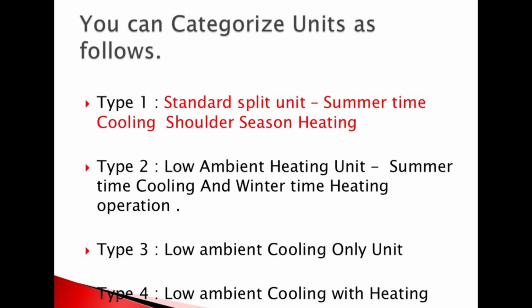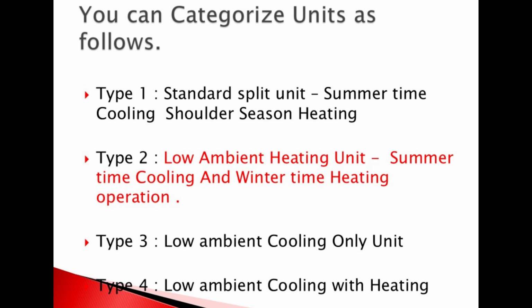Type 1. Standard split unit, summertime cooling and shoulder season heating. In this situation, you don't need low ambient cooling or heating. You will require cooling in the summer and heating in the spring and fall. You might have a separate system for winter heating.